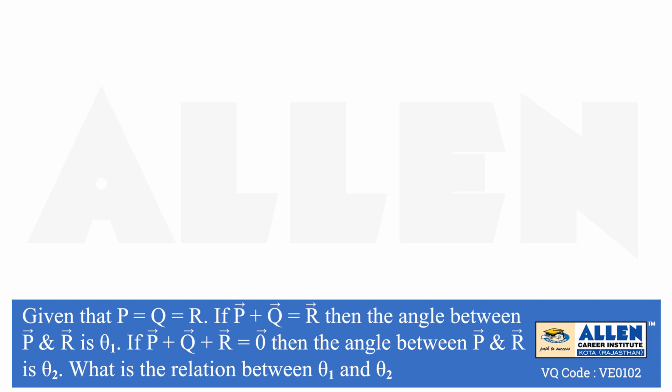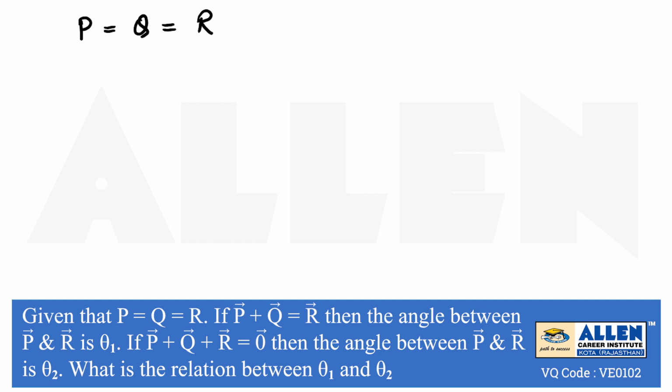Here we have three vectors, P vector, Q vector and R vector, and all are equal in magnitude. That means the triangle which we will draw is an equilateral triangle. Here the given condition is P is equal to Q is equal to R. If we draw a triangle with these vectors of equal magnitude, we will get an equilateral triangle, because an equilateral triangle has all sides equal in magnitude.